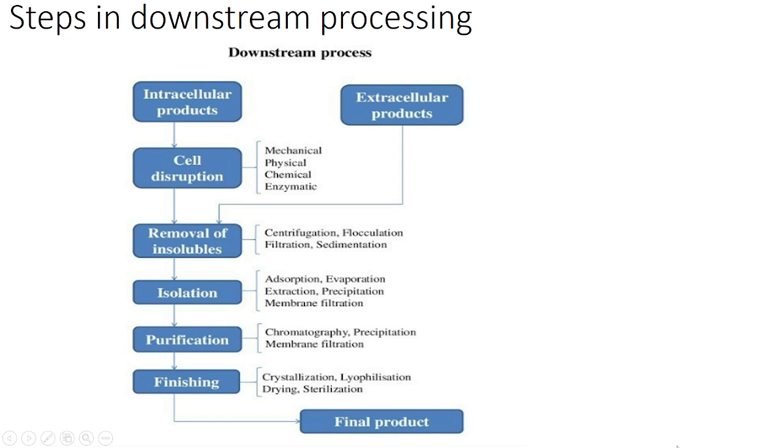This can be done with different techniques like centrifugation, flocculation, flotation, sedimentation, etc. After removal of insolubles, you'll get a liquid which has your product of interest but at a very low concentration. So the next aim is to increase the concentration of the product, or decrease the amount of water present. This process can be called isolation or concentration, because you're concentrating your product. Again, there are different approaches you can use: adsorption, evaporation, extraction, precipitation, etc.